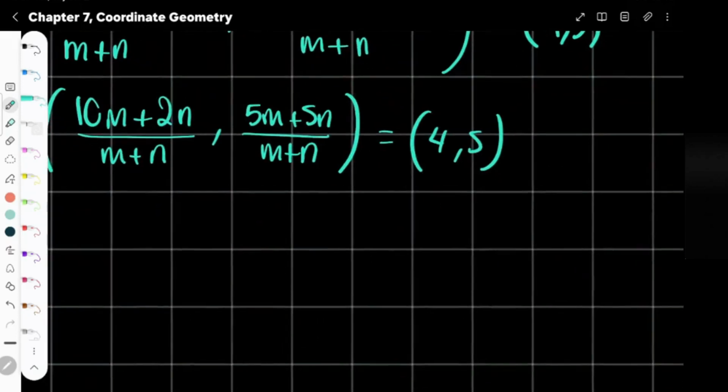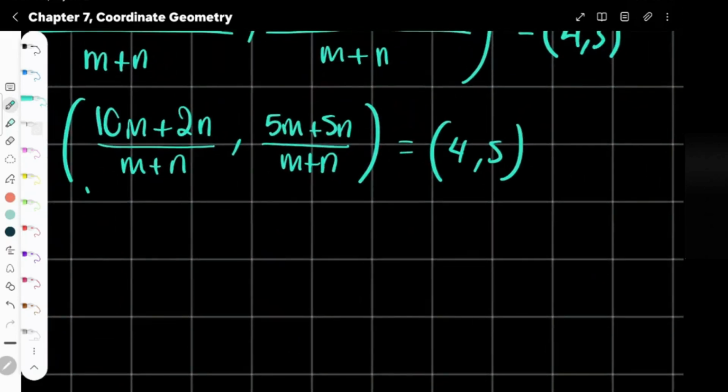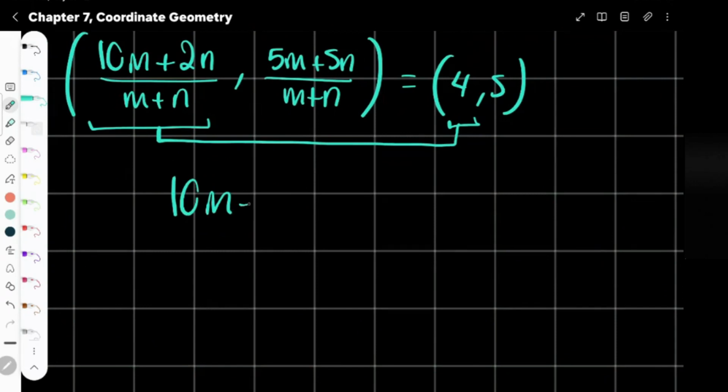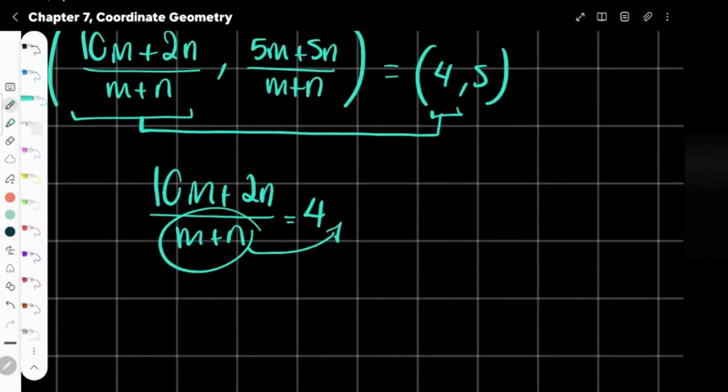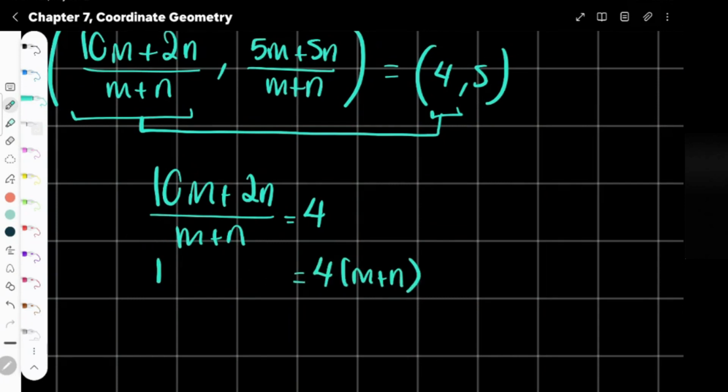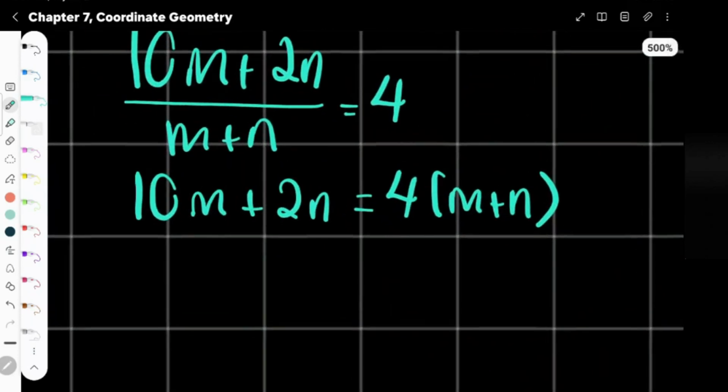Very simple, right? Now, you can choose either one. I'm going to choose this one here. We can compare this with the value of 4. So let's compare: 10M plus 2N over M plus N equal to 4. We can move this to the right side, and you have to move the whole thing. Remember, this is a bracket, so we have to move the whole thing. It becomes 4 times (M plus N) equals 10M plus 2N. So far understand, right? But you have to expand the bracket here. So 4 times M, 4M.